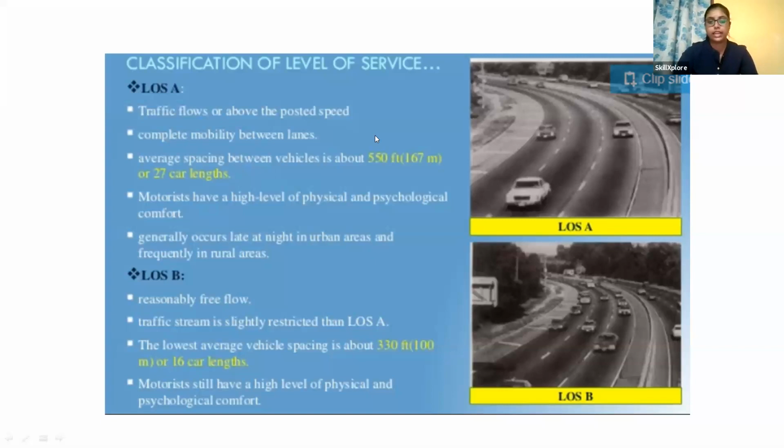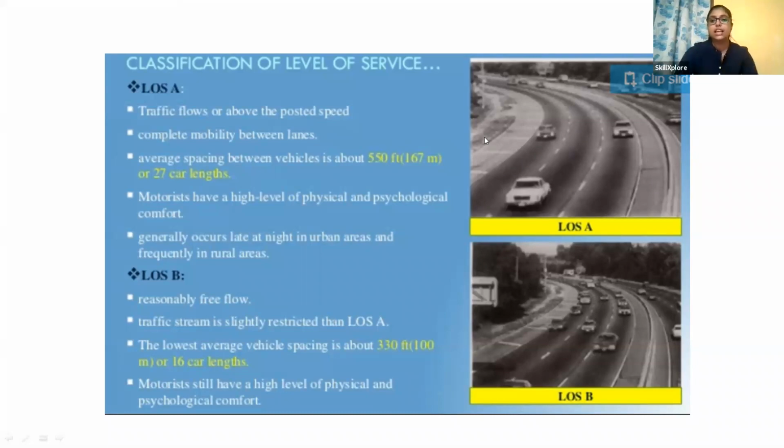It occurs late at night in urban areas and frequently in rural areas. Then level of service B. Here we can see some more vehicles on the road. It's actually a reasonably free flow, but we cannot say that it is completely free. So the traffic stream is slightly more restricted than level of service A. Here motorists still have a high level of physical and psychological comfort.